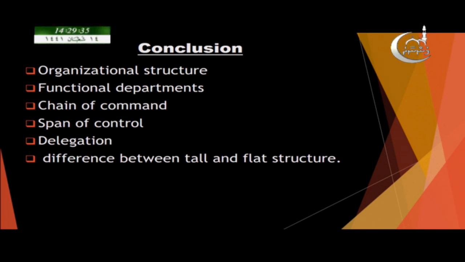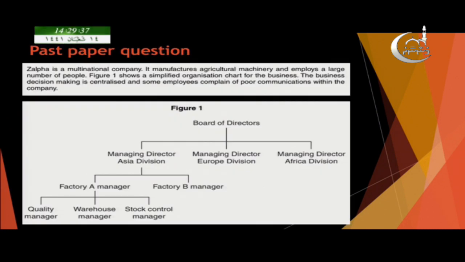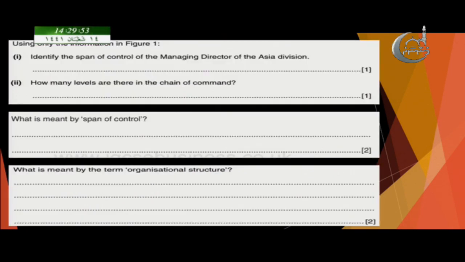So before I conclude the lesson, I am going to give you a past paper question. It is very easy. It is a multinational company. So here is the diagram of the structure of the company, Zalfa Multinational. This is a past paper question. So you can go through this question, and here are the questions.